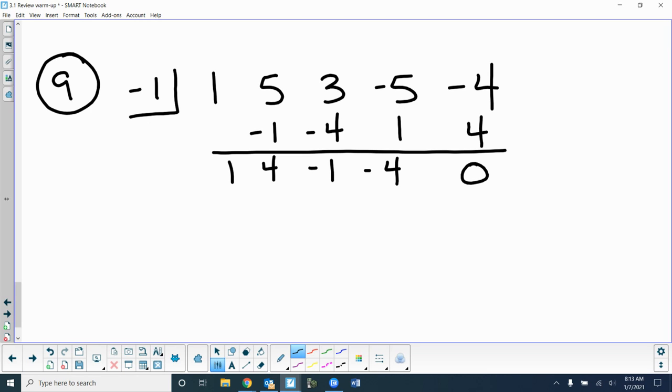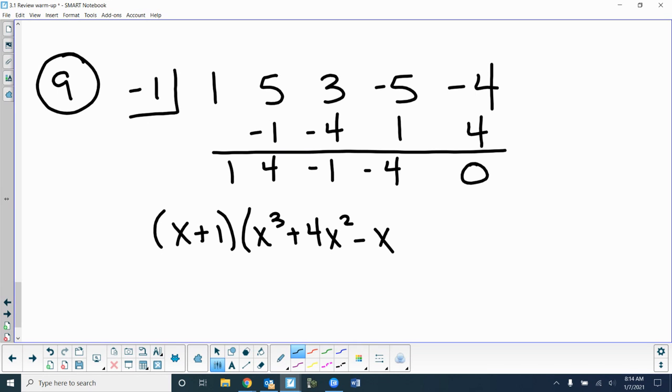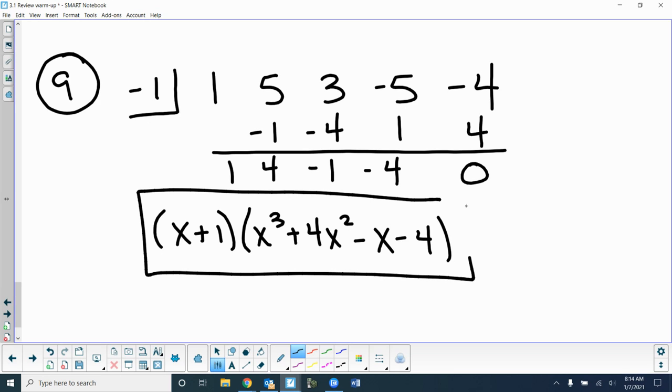Okay, so the answer then, so I did the verification part, right, is x plus 1. And then it started out as x to the 4th, so this would be x cubed plus 4x squared minus x minus 4. So this is the answer to number 9. Is this going to be that difficult? No.